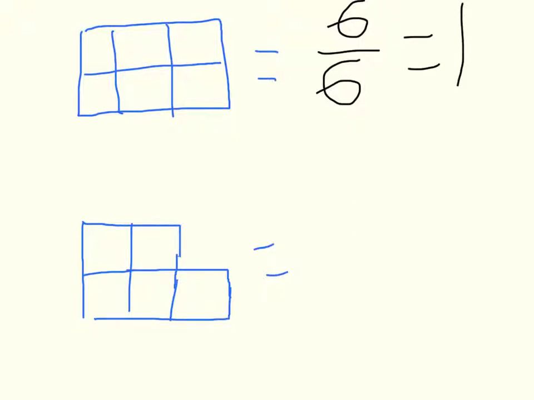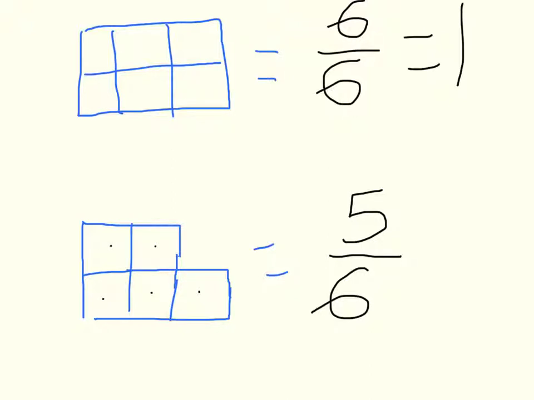Now, down below is where I'm going to write another fraction. I know because I just set it up to where it takes 6 to make a whole. So my 6 is going to be my denominator. And if I count these, I have 1, 2, 3, 4, and 5. So I have 5 out of the 6 that it takes to make a whole.